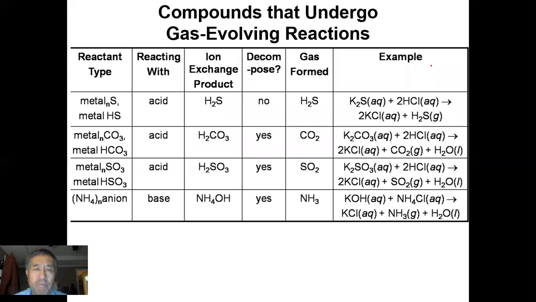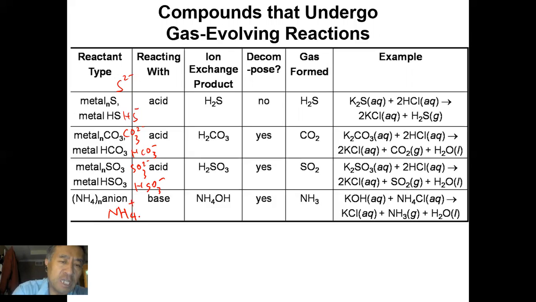This table summarizes some of the common substances that contain sulfide, S2 negative or HS 1 negative, or carbonate, which is CO3 2 negative, or HCO3 1 negative, bicarbonate. Then sulfite, SO3 2 negative, and HSO3 1 negative, or the ammonium ion, NH4+, in the compound. They will typically produce a gas directly or a gas from decomposition.